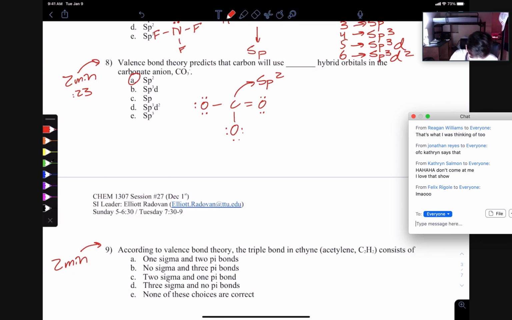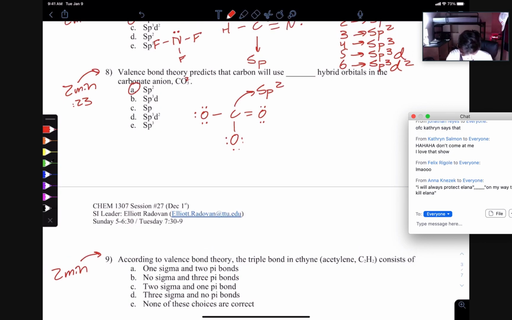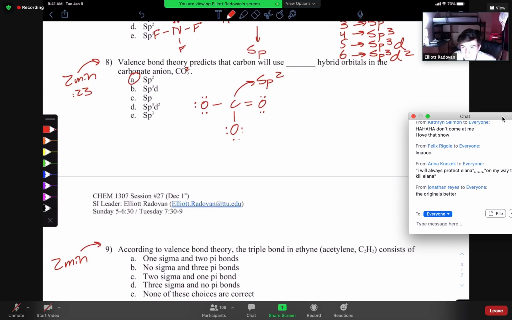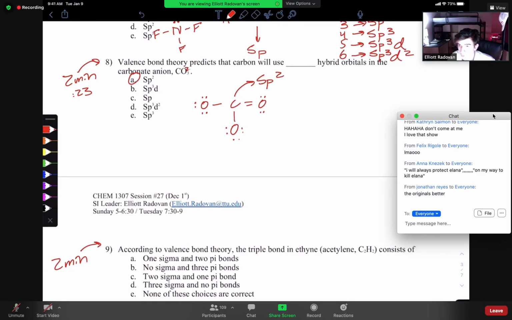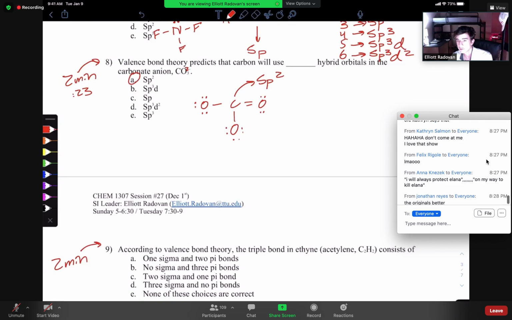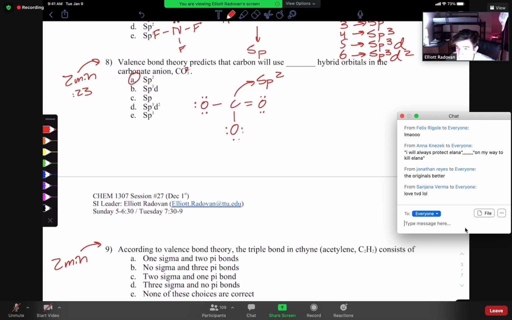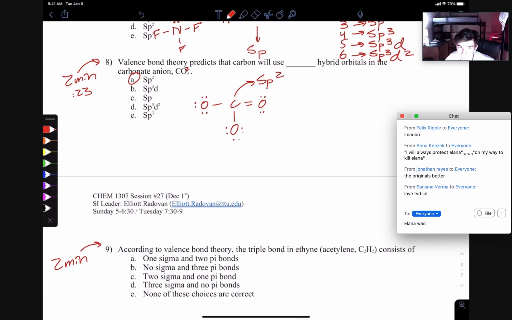Okay, so I did end up mistyping, so this should be a 2 minus. But it does stay as sp2. Okay, so this is our Lewis structure for CO3 2 minus. All right, so let's check the chat. So if you answered A, it's correct. So for 8.